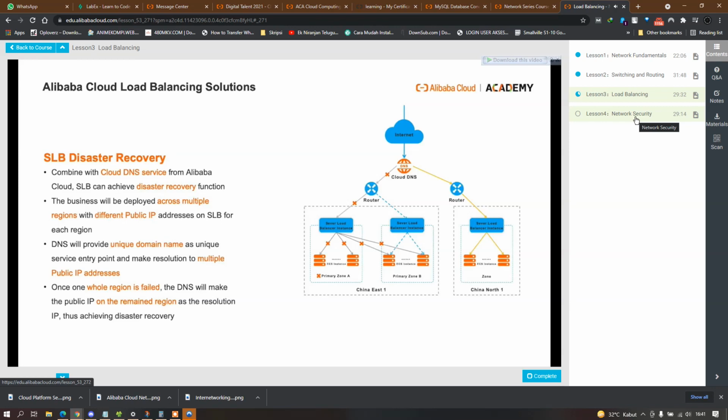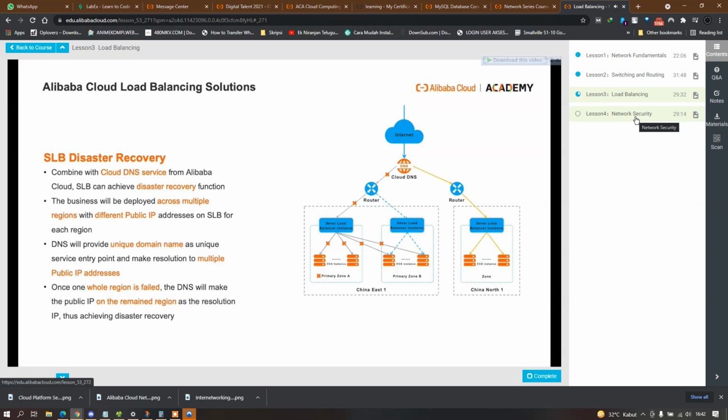In this disaster recovery scenario, we should have a higher-level service entry which is higher than the load balancer. So DNS will act in this role. DNS will provide a domain name, and this domain name will correspond to the public IPs on the SLB in both regions. And once one whole region fails, or once the SLB service in one region fails, the DNS will make the public IP on the remaining region, or we can say the standby region, the resolution IP.